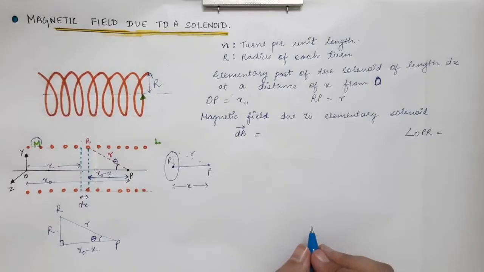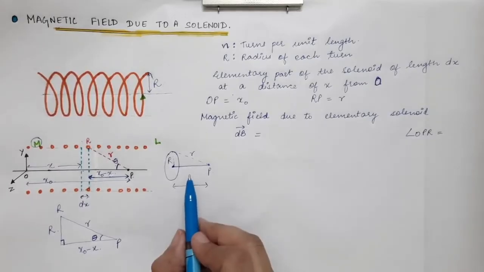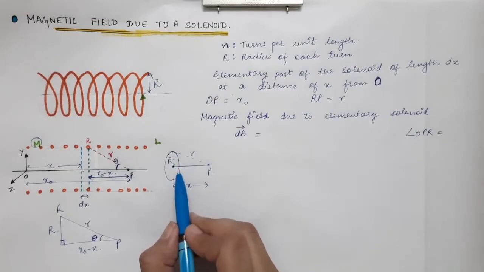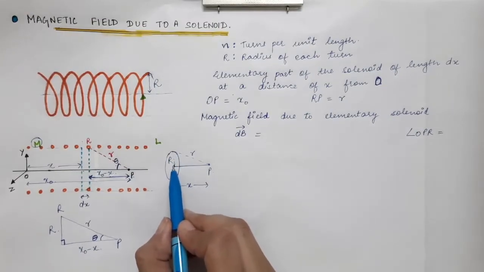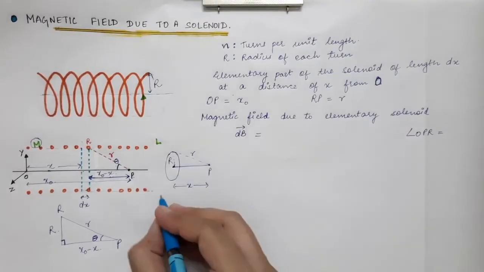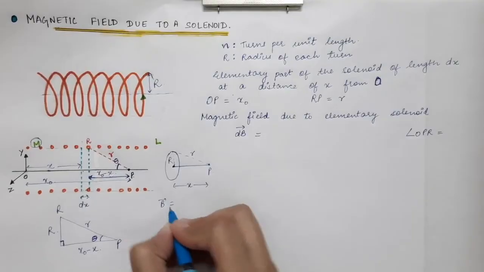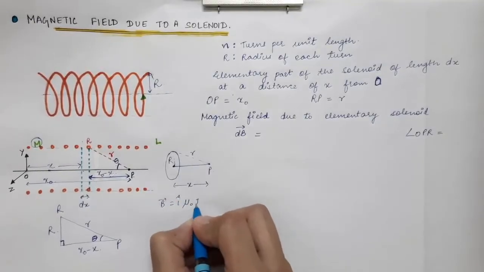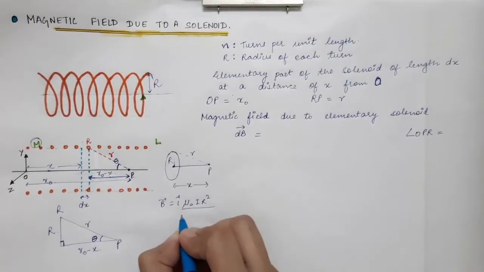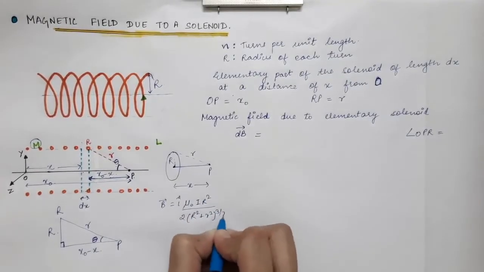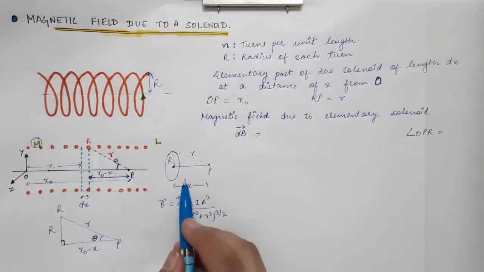Now in the expression that we derived in the previous lecture, for the case of a circular coil, the number of turns was equal to 1. So for this coil, what was the expression of magnetic field at this point? The expression of magnetic field came out to be equal to mu naught I r square divided by 2 times r square plus x square power 3 by 2. So this was the expression that we derived.